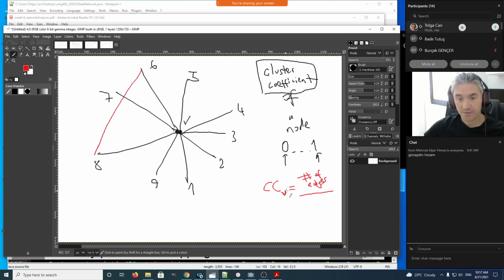Write in the chat box how many edges there could be. What is the largest number of edges, the largest number of red line segments, I could draw between my neighbors? I will wait for 10 or 20 seconds. Any answers?